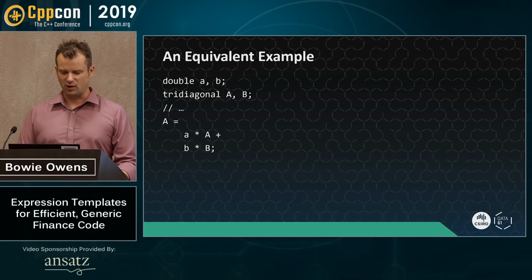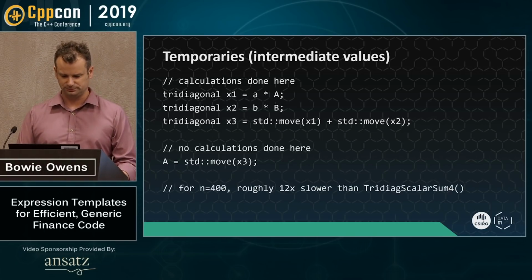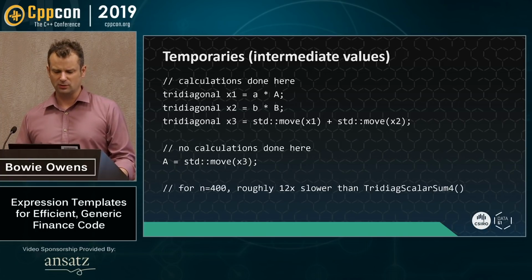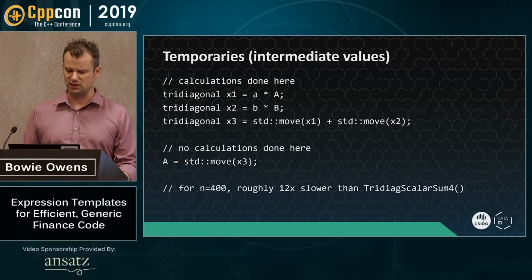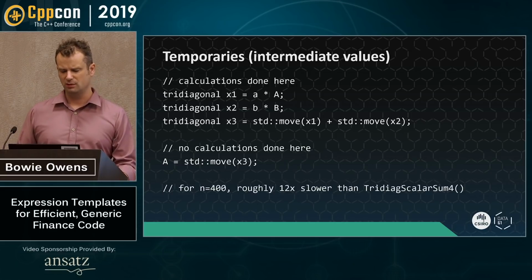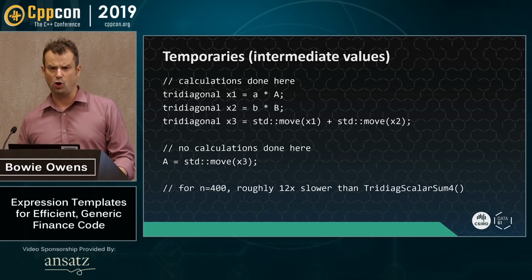So, how have we made the code worse? We've introduced temporaries. Each operator in the expression will become a function call which returns a value into a temporary. Now, we can take advantage of move semantics to eliminate some of the copies, but there is no convenient way to eliminate all the copying.